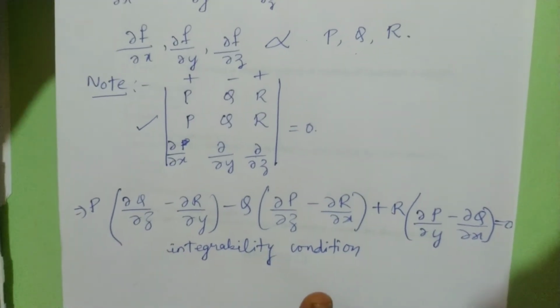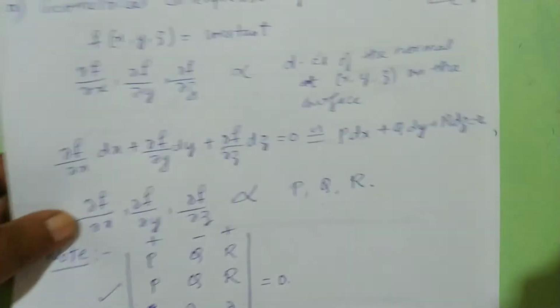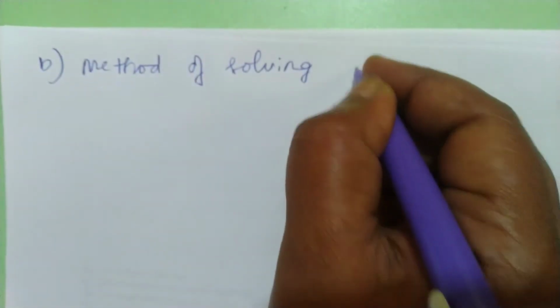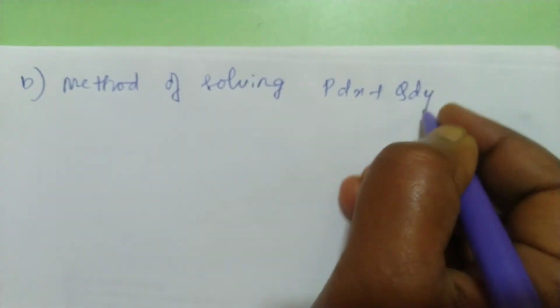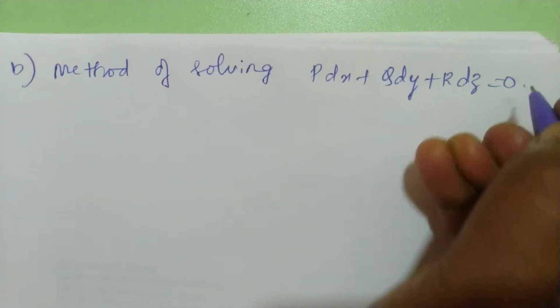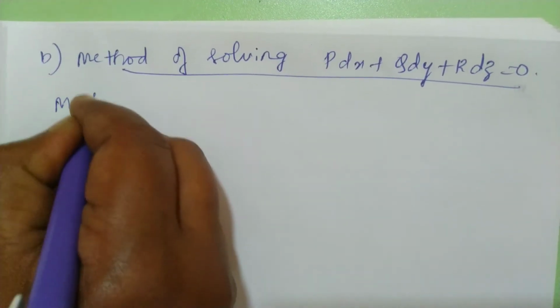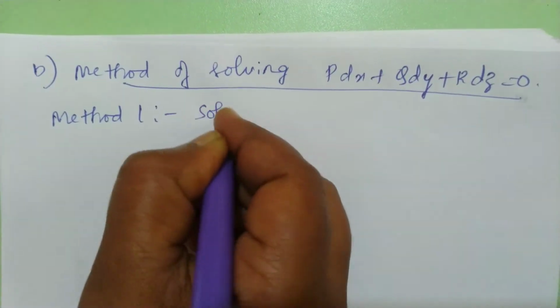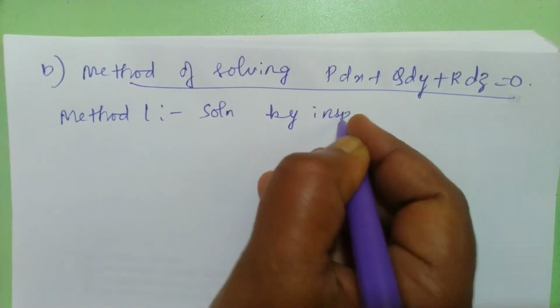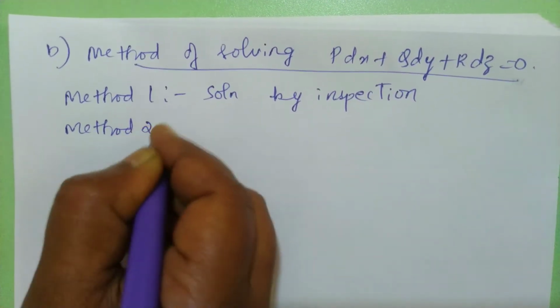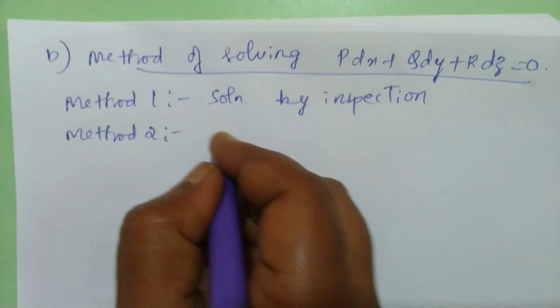So now let us go to the second part, the methods of solving pdx plus qdy plus rdz is equal to 0. There are three methods in this. Let me name each one of them. Method 1 is called solution by inspection. By seeing the equation, we will be able to find the solution. That means we are able to guess what solution can be there.